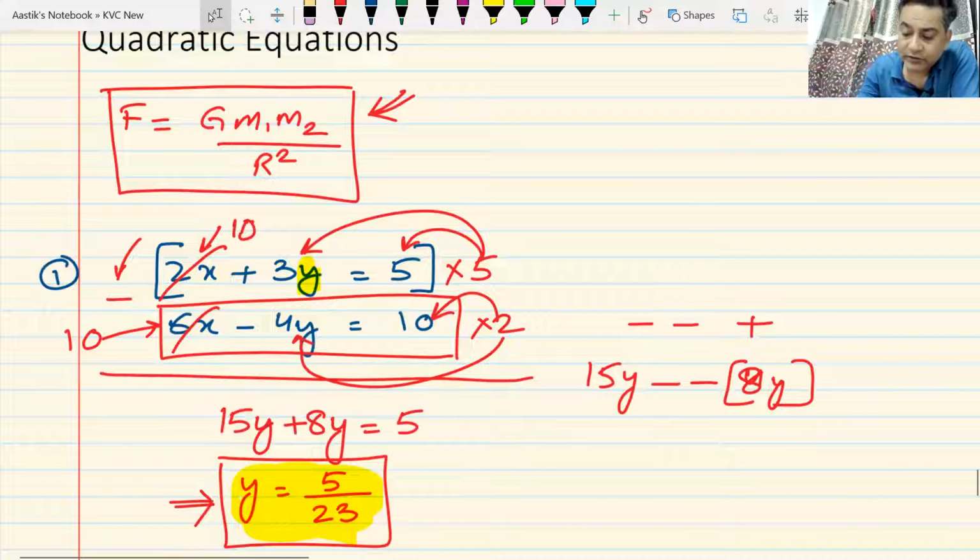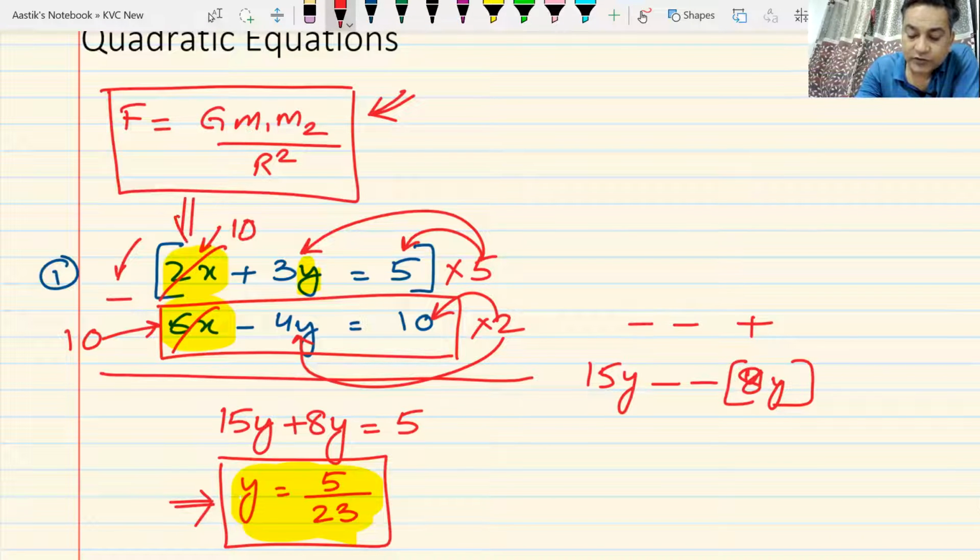What I'm going to do here is eliminate x. How do I eliminate x? I can eliminate x by making the coefficient of x the same. In equation number 1, it is 2. In equation number 2, it is 5. So I take the LCM of 2 and 5. So I multiply equation number 1 by 5.